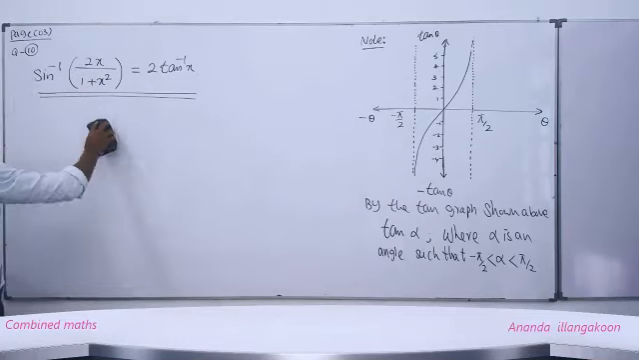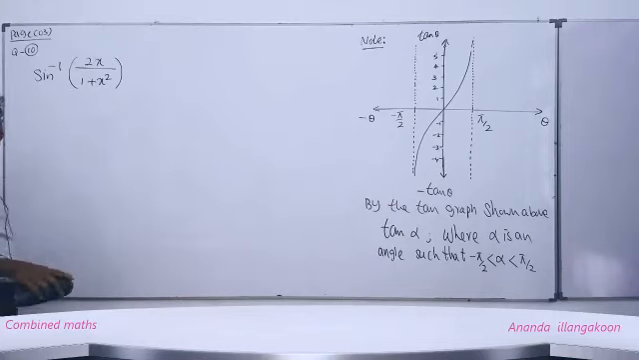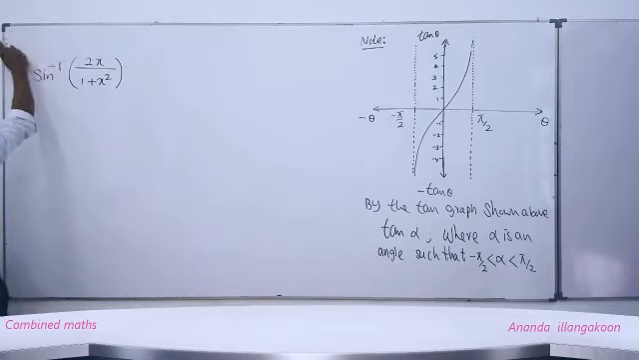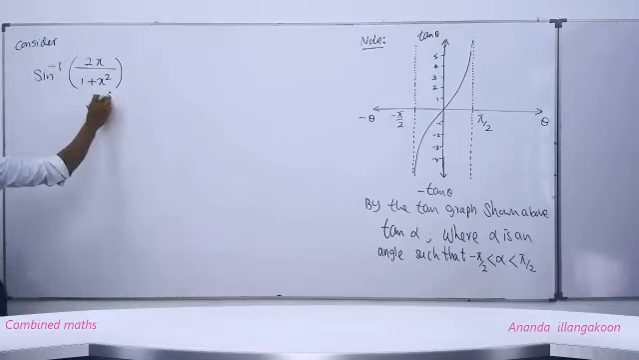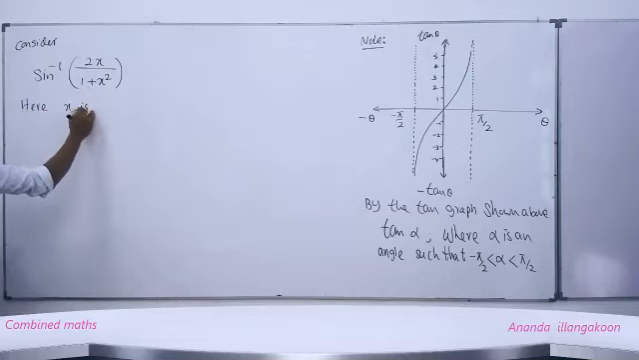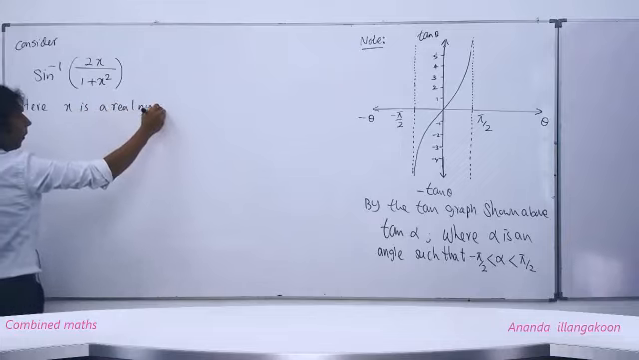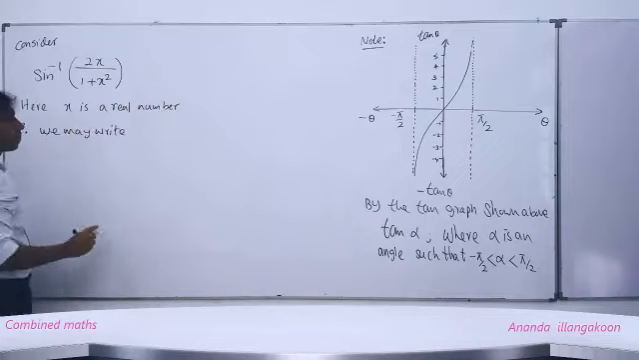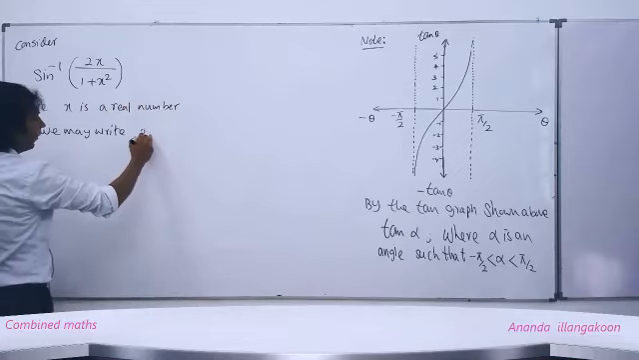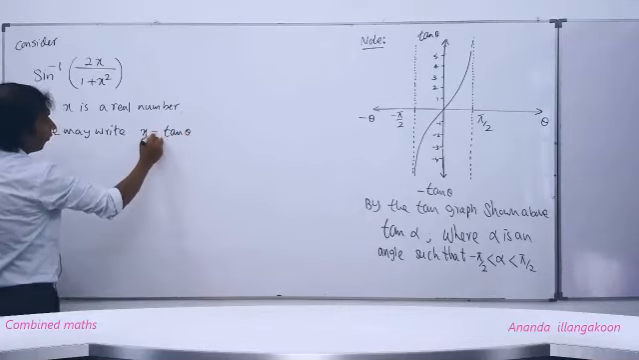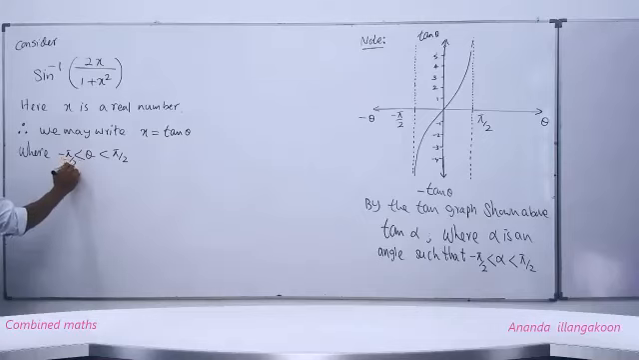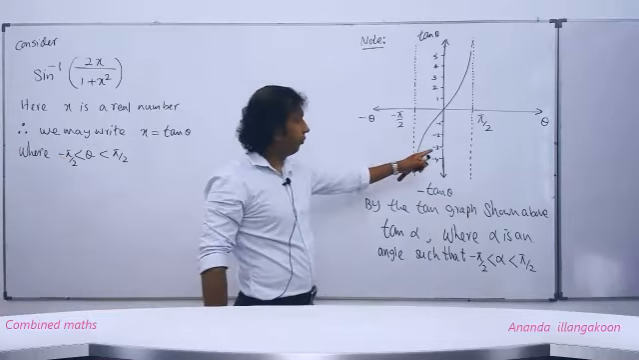See what I mean: here this x is a real number. Then that x we can write as equal to tan theta. Consider this: here x is a real number. Therefore, we may write x equals tan theta, where theta is less than pi by 2 and greater than minus pi by 2. Using this, we can determine it like that.